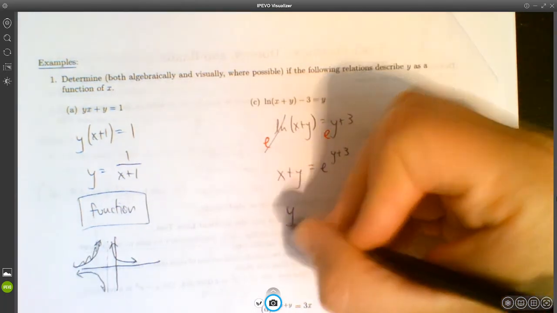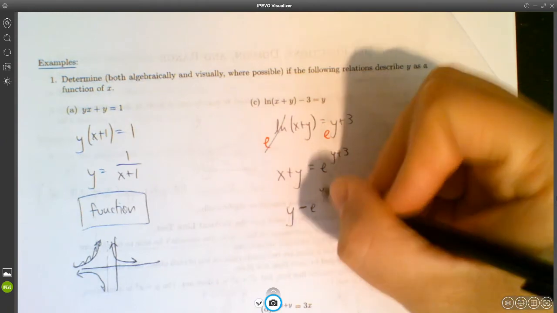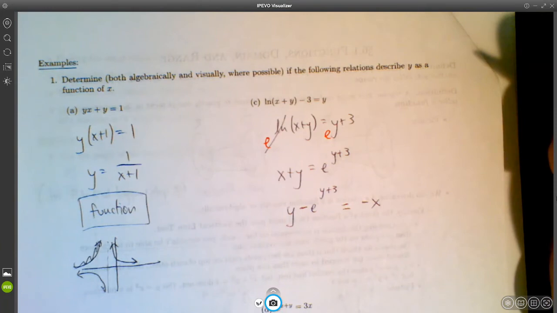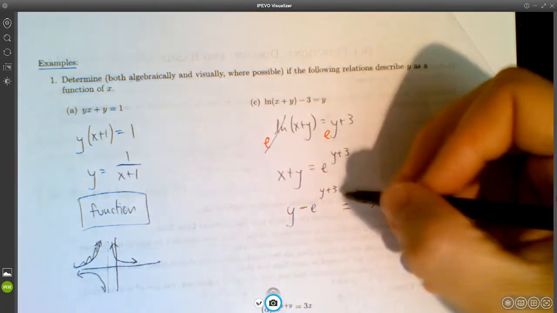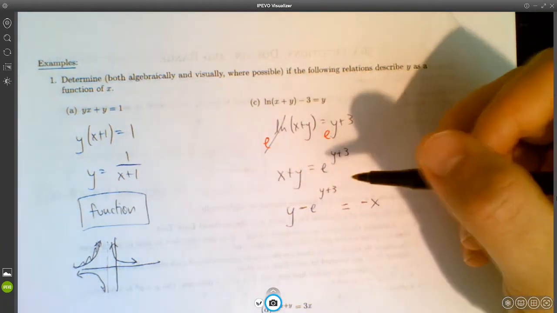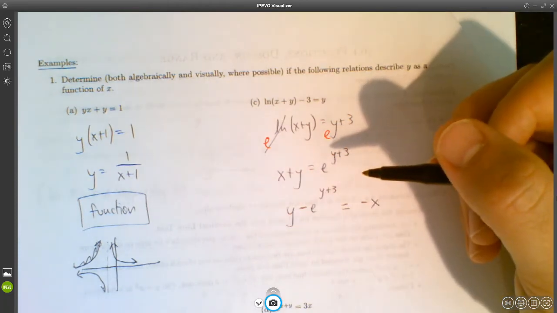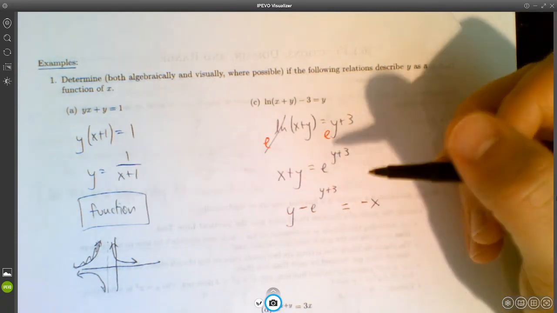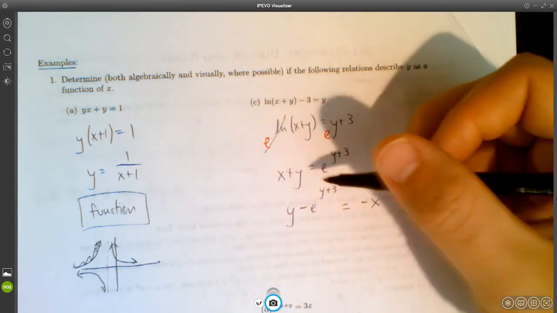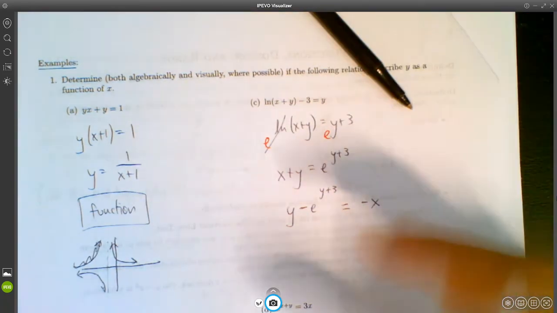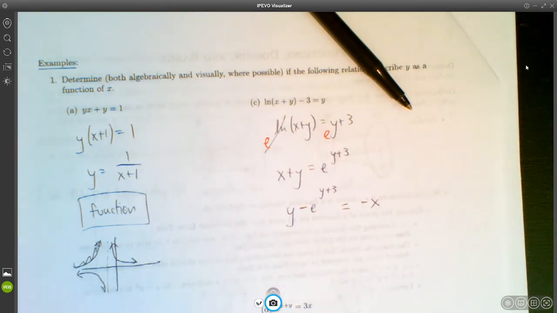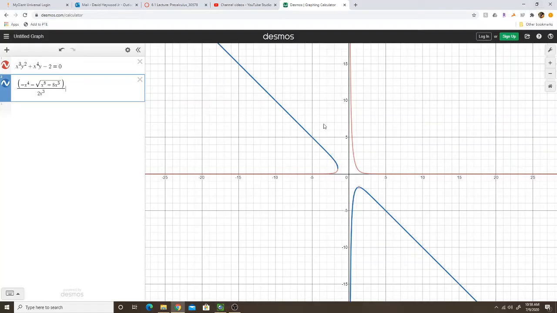So we want to try to solve for y. What I'm going to do is move everything that has a y in it to the left-hand side and move everything that doesn't have a y in it onto the right-hand side. And here I get stuck. I'm honestly not even sure where to go from here. I cannot solve this thing for y. So I have a feeling that it's not a function. But to verify that, I'm going to look at a graph. This is not something that I know what the graph looks like, but we've got Desmos. Let's use Desmos.